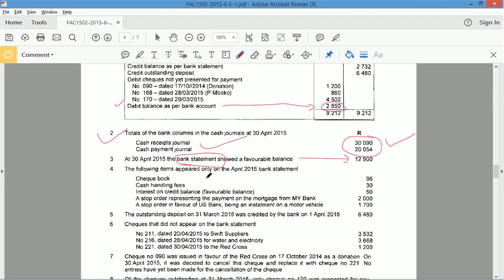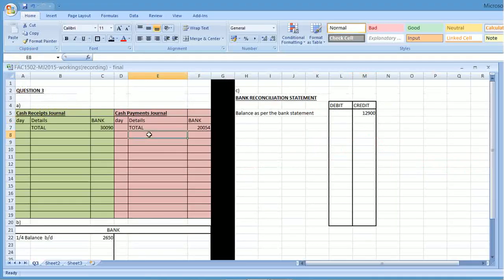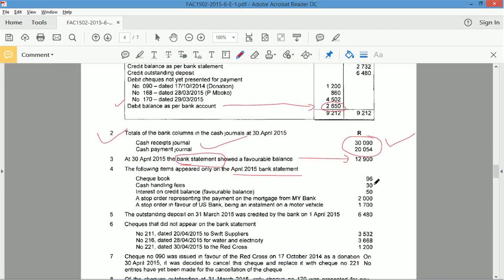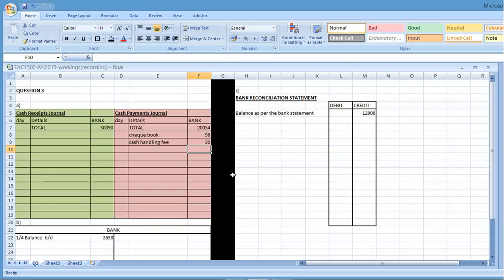Then you've got the following items that appear only on the April bank statement. So appearing on the bank statement, not in my books, I'm probably going to have to adjust. Checkbook, cash handling fees, those are all bank charges. So checkbook, cash handling fee, and the amounts. The checkbook had an amount of 96, the cash handling fee was 30. Then we've got interest on the credit balance, which is favorable, 50 Rand. That will go to my cash receipts.